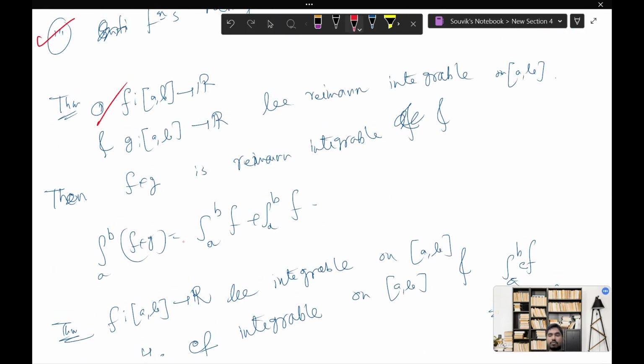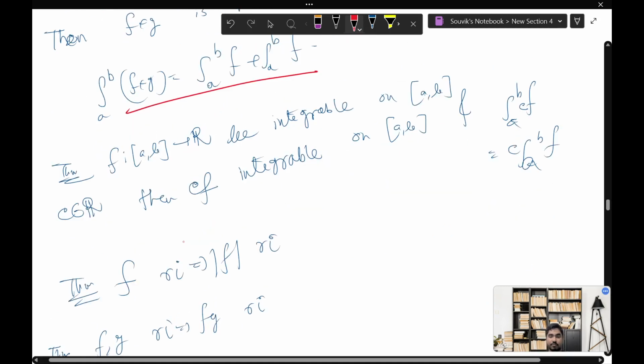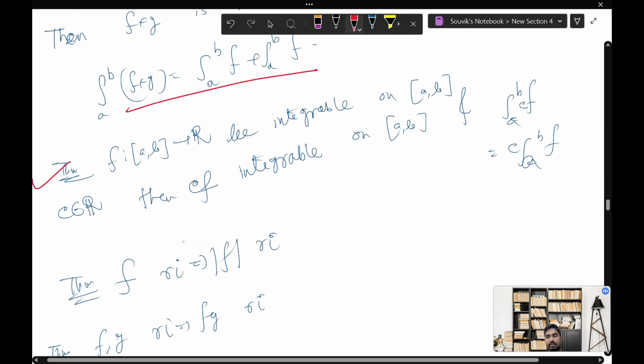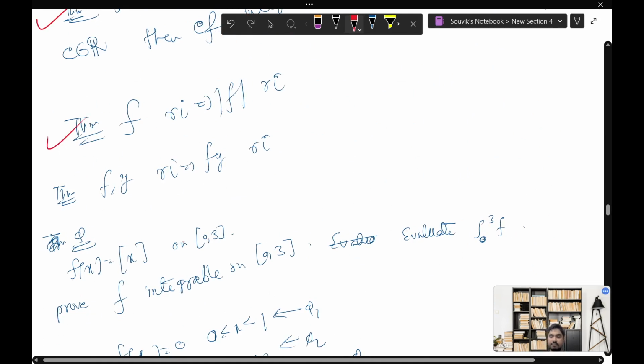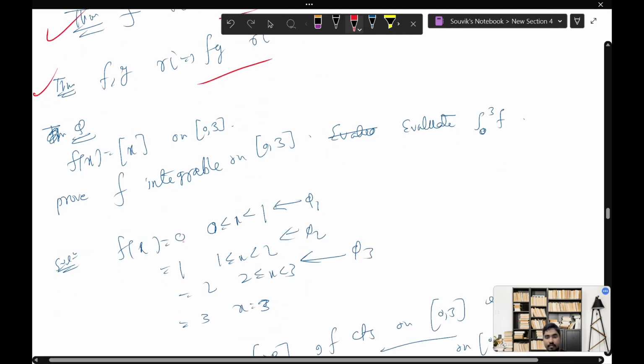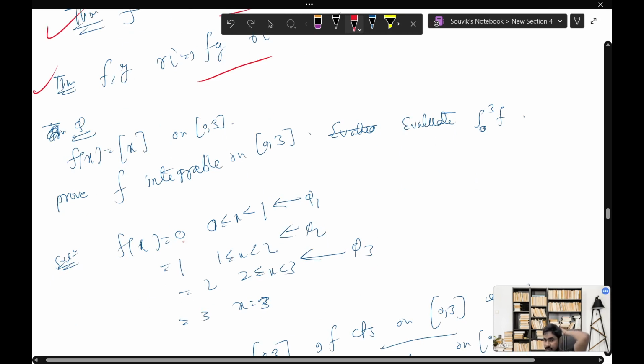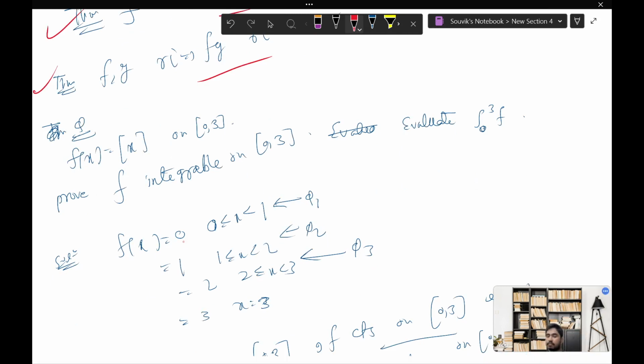And also we have shown that the integral from a to b of f plus g is equal to the integral of f plus the integral of g. And there's one more theorem here. Finally, the last theorem was that if f is integrable, then mod f is integrable, and the product of Riemann integrable functions is also Riemann integrable. So using these tools, we first showed that the box function is Riemann integrable.